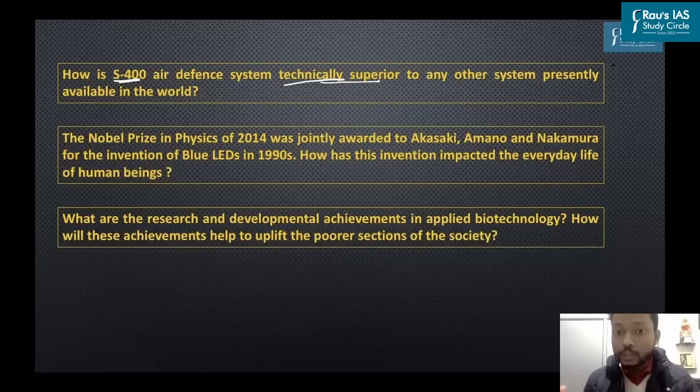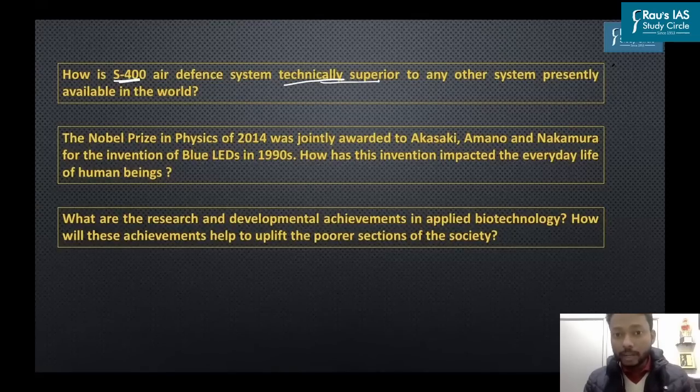For example, it is superior in a sense that it is a long-range surface-to-air missile and missile defense system. It can have multiple targets, around 36 at a time. Although it is an anti-ballistic missile defense system, it can still target UAVs as well. It has better advanced radar features, and all of these are at only a fractional cost of the missile defense systems of the West, for example that of the US, THAAD.